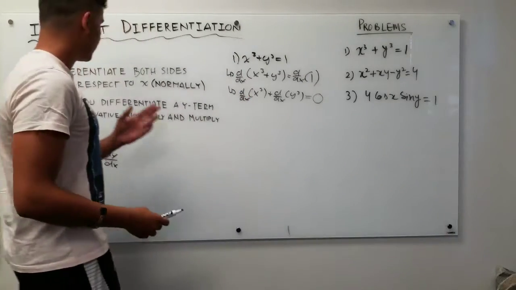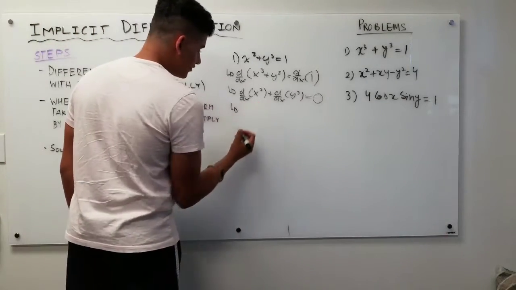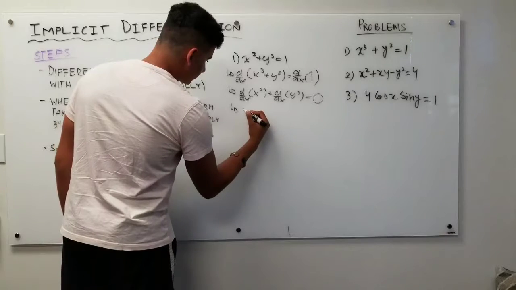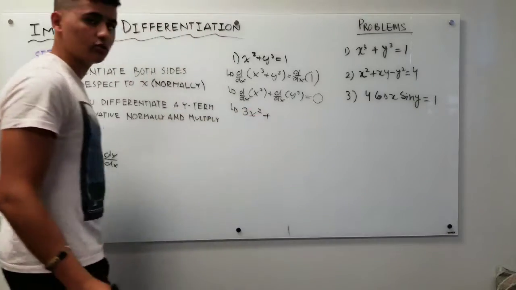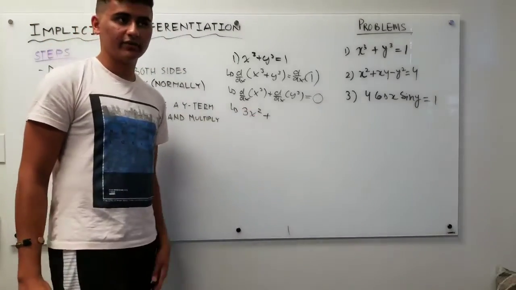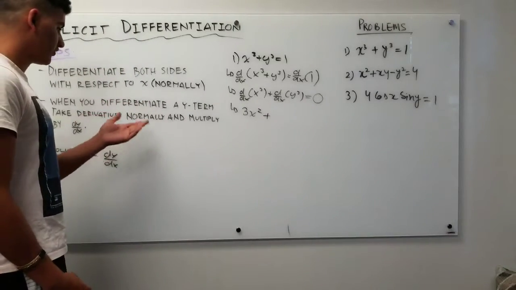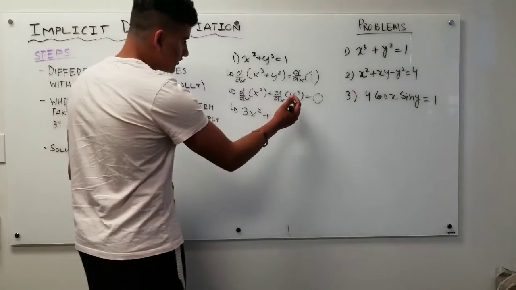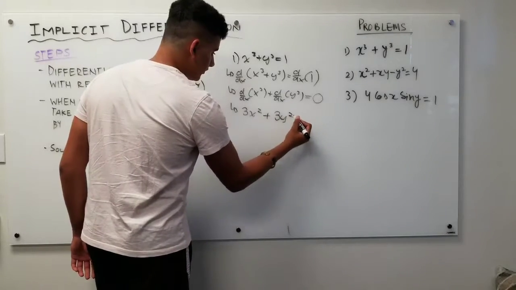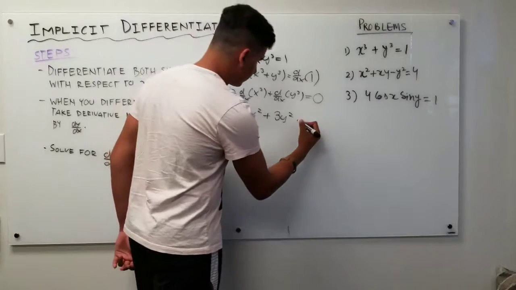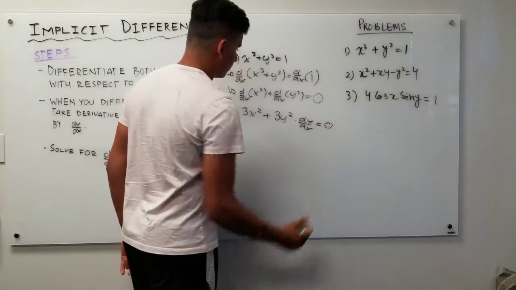Since this is an x term, you take the derivative of it normally. The derivative of x cubed is 3x squared. Plus, now we've come across a y term, which causes a difference between implicit and explicit differentiation. As it says, you take the derivative normally and multiply by dy dx. Using the power rule, the derivative of y cubed is 3y squared, but we can't forget to multiply it by dy dx, and it's equal to 0.